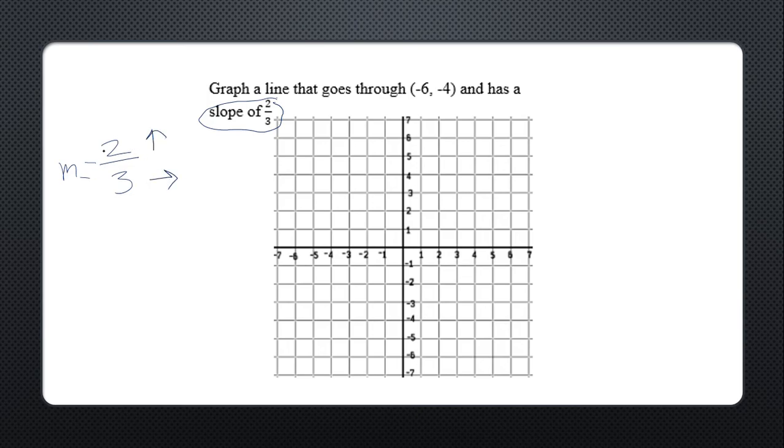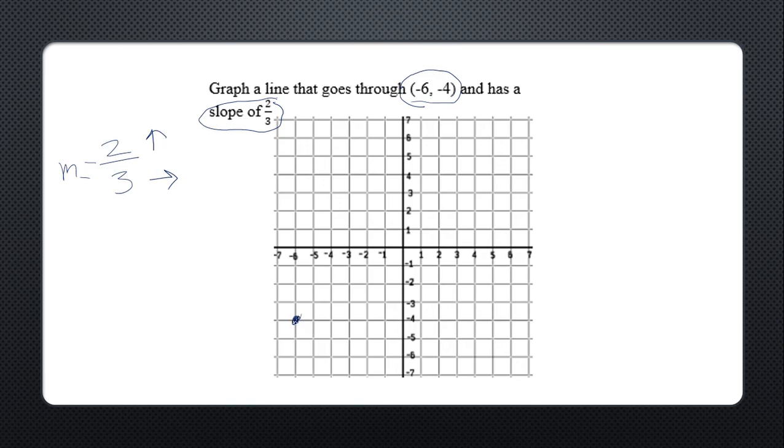So you cannot start at this point, because we don't know where we are going up 2 and over 3 from. Well, we're going from the point that they give us. It's not the y-intercept, it's just a point on the line. So I'm going to start with that first. I'm going to go -6 for x, and I'm going to go down 4. So I'm going to start with plotting that point, -6, -4.